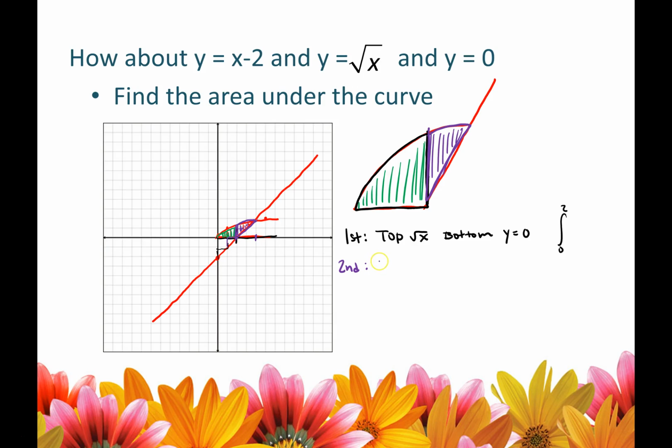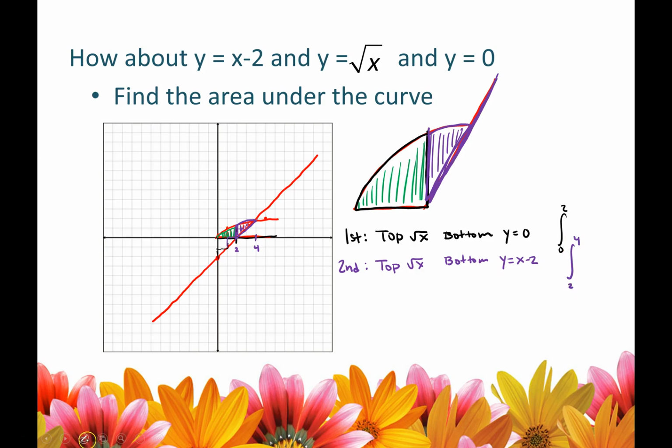So our top function here is going to be still the square root of x, but this time our bottom function is this curve right here, which was our line, y equals x minus 2. And again, we talked about what our x values were, but they were from 2 to 4 here. So that's going to be from 2 to 4.